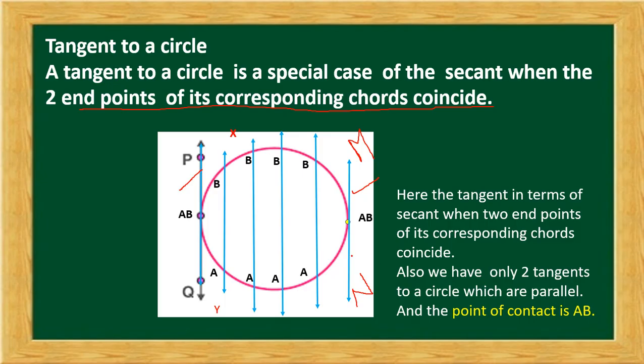Now also, we have only two parallel tangents to a circle. Here we are observing PQ and MN. These two are the tangents, and only these two tangents are parallel to each other. So we have only two tangents to a circle which are parallel, and the point of contact is here. This is the coinciding point of A and B. In the case of a tangent, we denote this point by another variable, so let it be point P. So we can say P is the point of contact here.